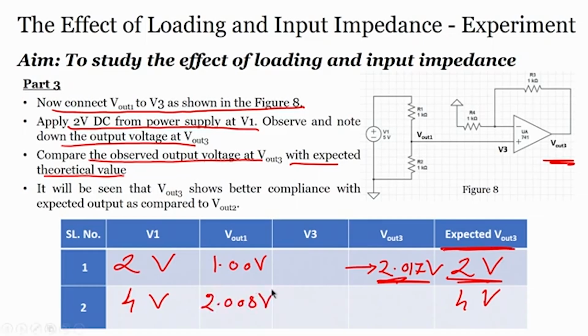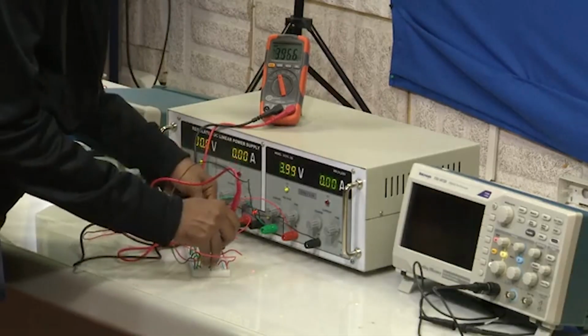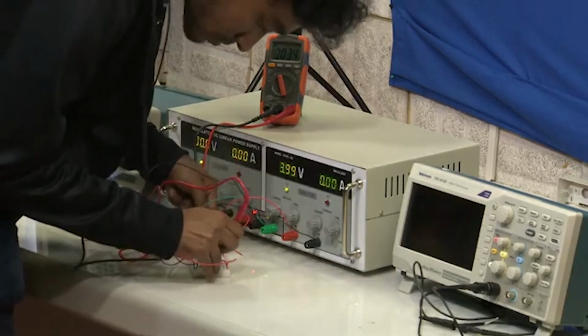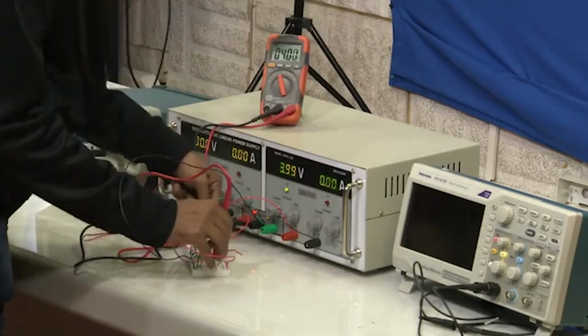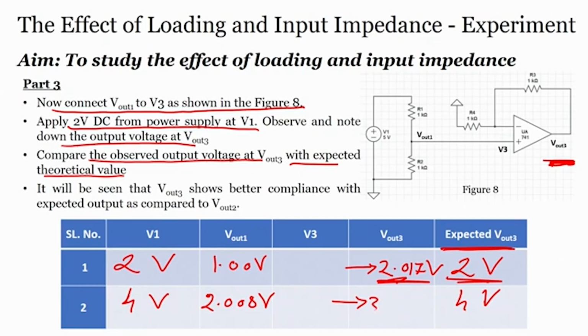2.008 volts. Very good. Let us measure V out 3, which is here. So, let us see what is V out 3. It is 3.99 volts. So, let us write down here on the screen 3.99 volts.